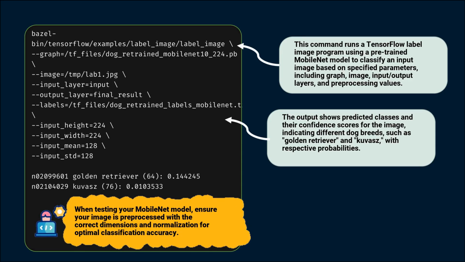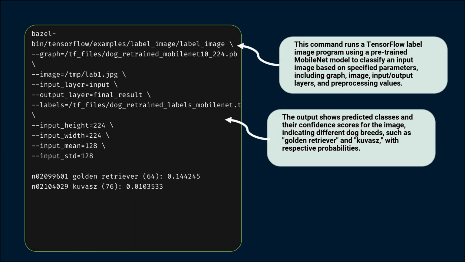Additionally, image dimensions are critical for successful inference, so we set --input_height and --input_width to 224, which matches the specifications of the Mobilenet model. Now, to get the best classification results, we further normalize the input data using --input_mean and --input_std parameters, which standardizes the input and enhances classification performance. As a result, the tool will output the most likely classifications along with their corresponding confidence scores, which will indicate the model's certainty regarding its predictions.